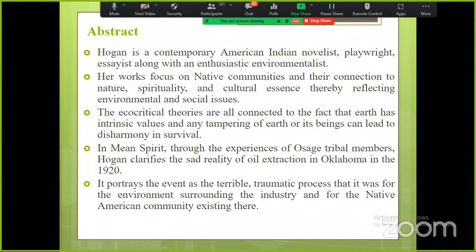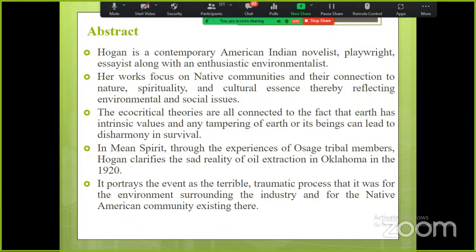Abstract. Hogan is a contemporary American Indian novelist, playwright, essayist, along with being an enthusiastic environmentalist. Her work focuses on native communities and their connection to nature, spirituality, and cultural essence, thereby reflecting environmental and social issues. The eco-critical theories are all connected to the fact that Earth has intrinsic values and any tampering with Earth or its beings can lead to disharmony in survival.